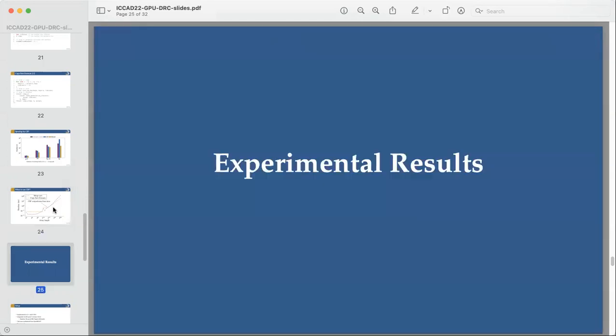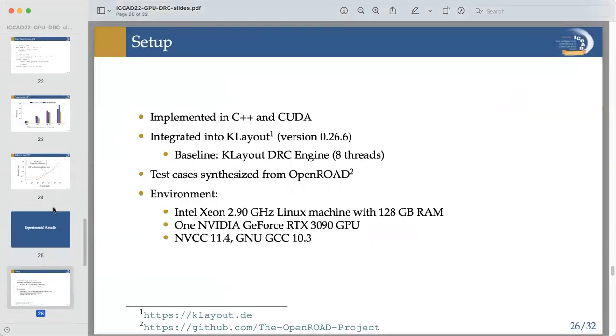And then we are going to demonstrate the experimental results. And our algorithms are implemented in C++ and CUDA for GPU programming. And the algorithms are integrated into the KLayout engine, and the baseline is also a KLayout design rule checking engine with multi-threaded settings. And all the test cases we use are synthesized from the OpenROAD project. And here are the environments of our experiments.